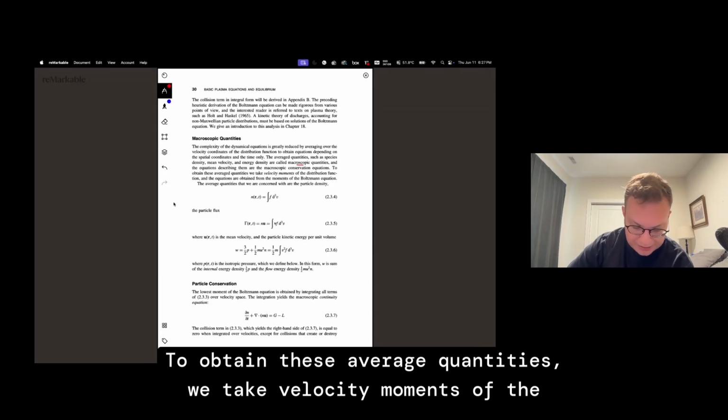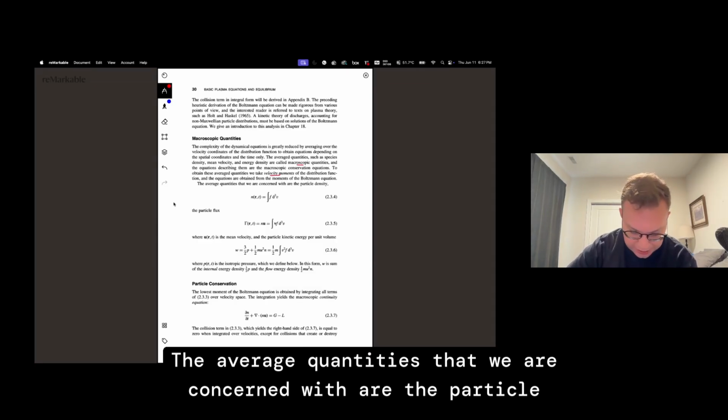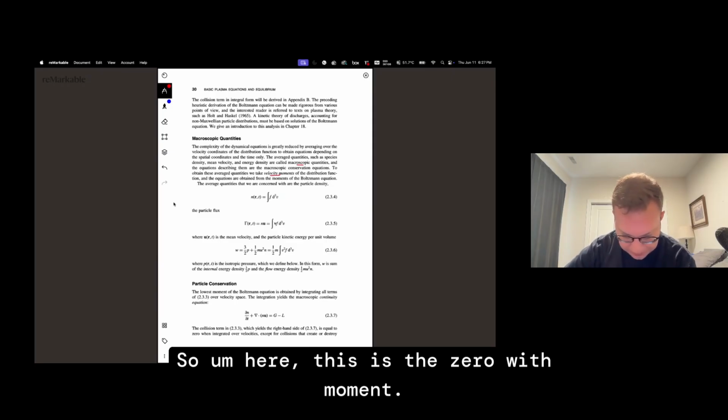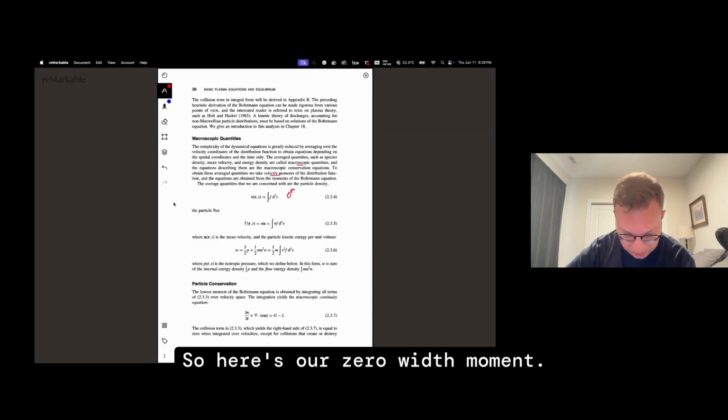To obtain these average quantities, we take velocity moments of the distribution function, and the equations are obtained from the moments of the Boltzmann equation. The average quantities that we are concerned with are the particle density. So here, this is the 0th moment. Again, it's 0th because we never multiply by the velocity. So here's our 0th moment.